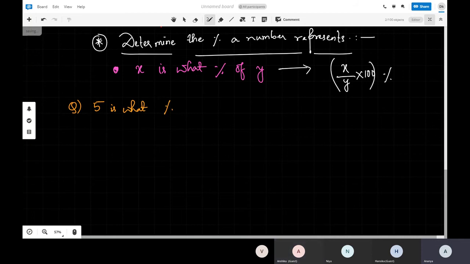5 is what percentage of 25? Okay, how would we do that? We just saw that 5 would be our x and 25 would be our y, right? So 5 is what percentage of 25? Can you guys help me out with it? Just tell me the format first. 5 over 25 times 100. Very good.